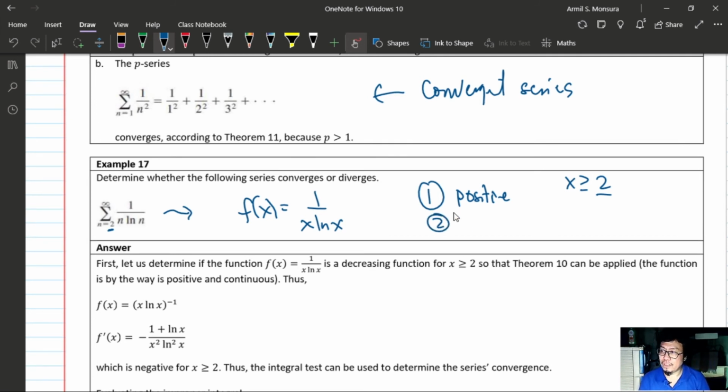Now, we say that this function is continuous. We dare say that this is continuous without proof, but it can easily be proven. And number 3, we would like to know if this is decreasing.